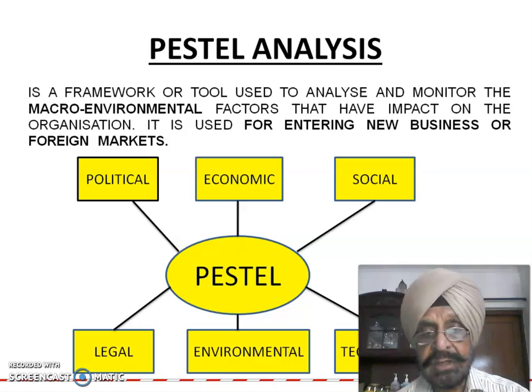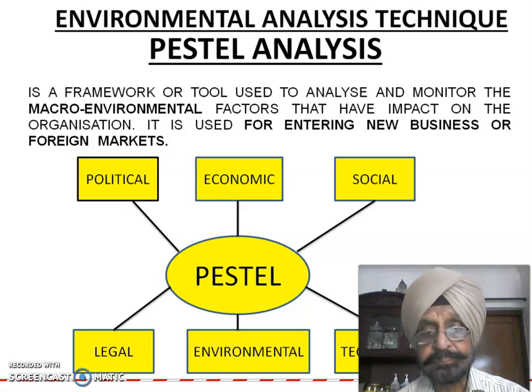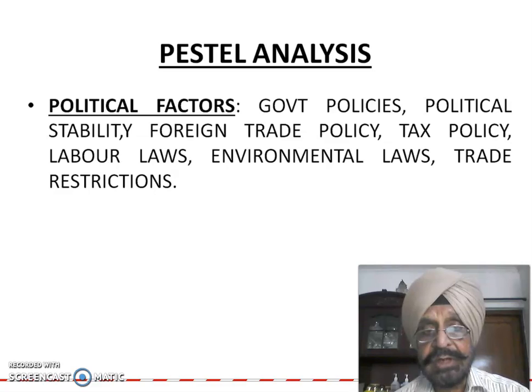PESTEL analysis, basically the first letter of all these analysis factors is the one which stands for PESTEL. P for political, E for economic, S for social, T for technology, E environmental, and last one L legal. Political, economic, social, technology, environmental, legal. Let's see what each factor means for entering into new business or foreign markets. As you see, all these factors are macro factors. So, political factors.